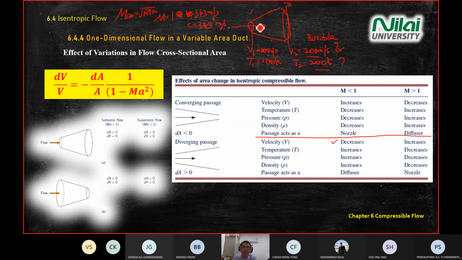The same setting, you have the diverging passage. Mach number still 343. The velocity is 100 meter per second. Now you have one more parameter added in, which is the temperature at point 1 is 100 Kelvin. When the flow comes out at point 2, is it possible to reach 200 Kelvin, and why? Based on this table, it is possible to reach 200 Kelvin.